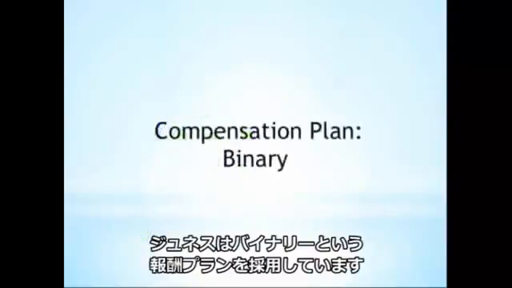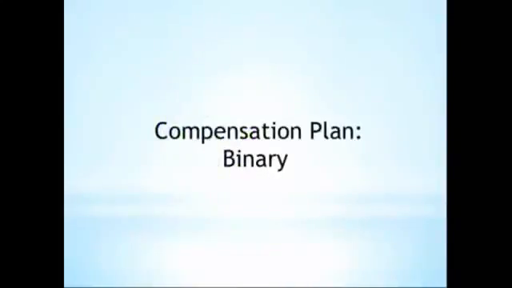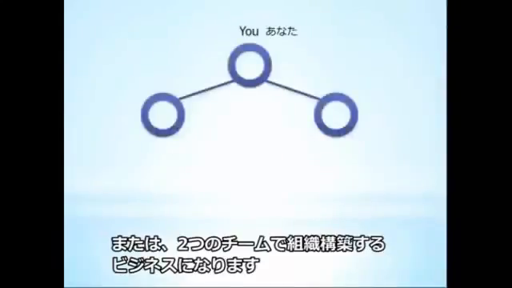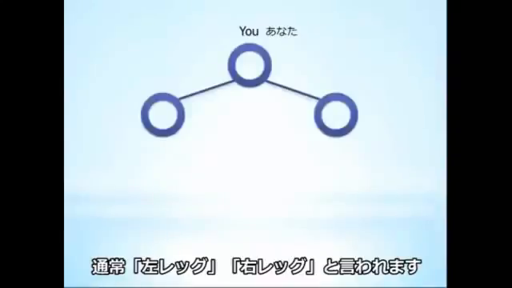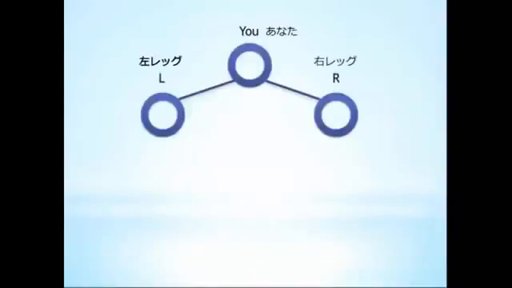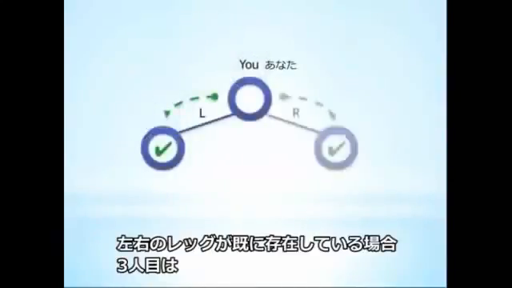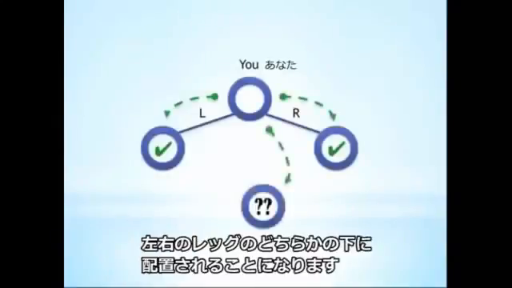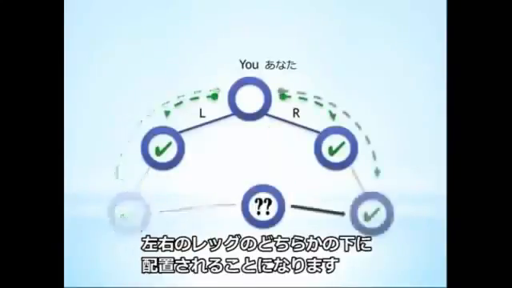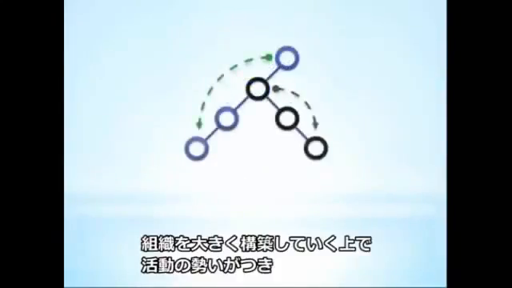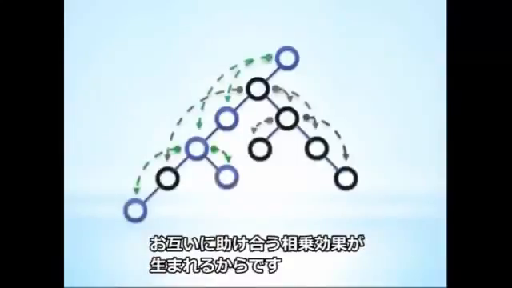Jeunesse uses what's called a binary structure when calculating commissions. It's called a binary because each position in the organization has two legs or teams. For simplicity, these legs are commonly referred to as left and right. Everyone you contact who joins your business will be placed in one of these two legs. Once you have someone on each side and you go to enroll a third person, they must be placed under one of the previous two. This is one of the advantages of a binary. It encourages momentum and synergy within an organization because people end up helping each other build larger and larger networks.